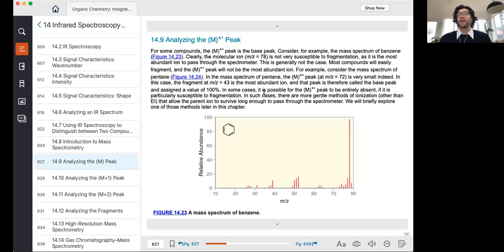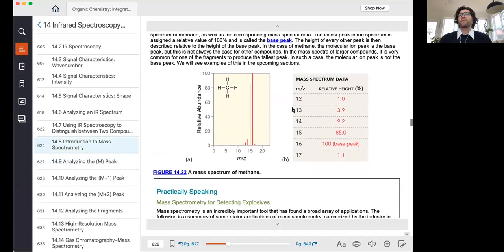This is section 14.9. In 14.9, we're going to talk about analyzing a mass spectrum using the parent ion, the M plus peak. Now, in your book, they first talk about the analysis of methane using mass spectrometry. And here is a good example of the parent ion that we talked about in the last section.